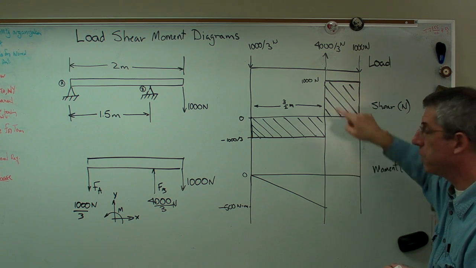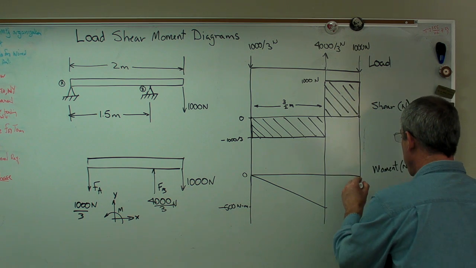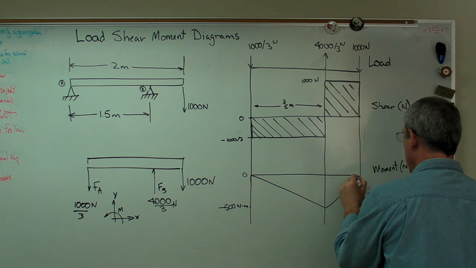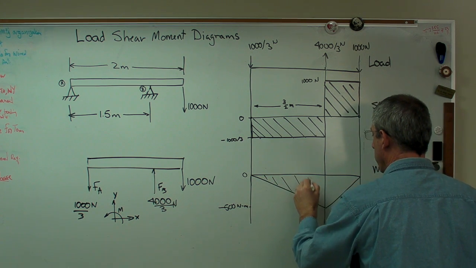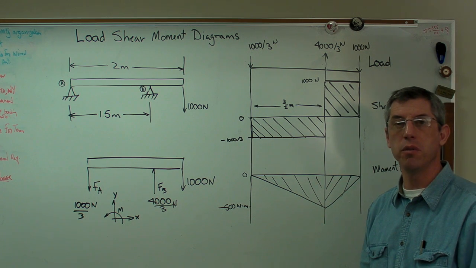Change in height here equals the area there. Area there is 500 Newton meters. Change in height here is 500 Newton meters. And I go right back to 0 where I need to be. So there you have it, one load shear moment diagram.